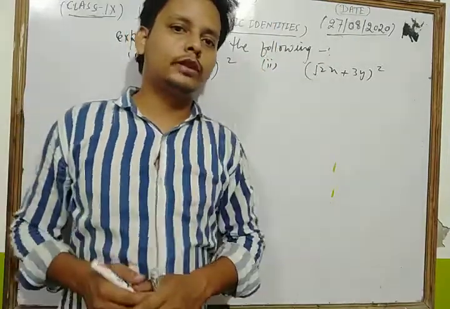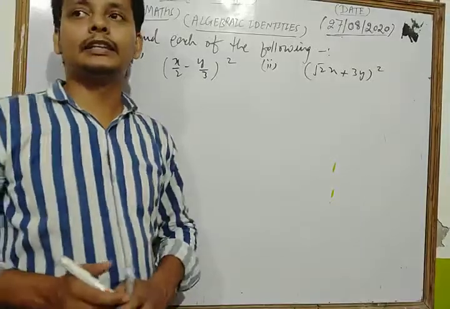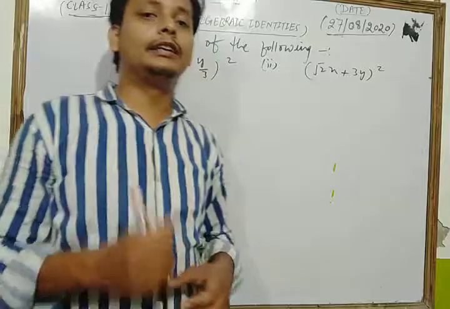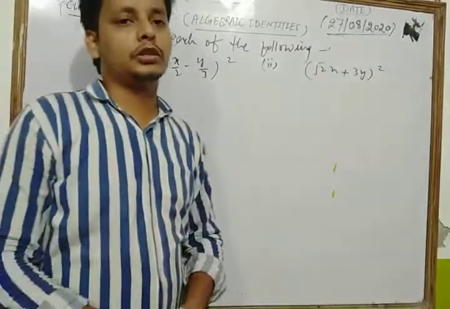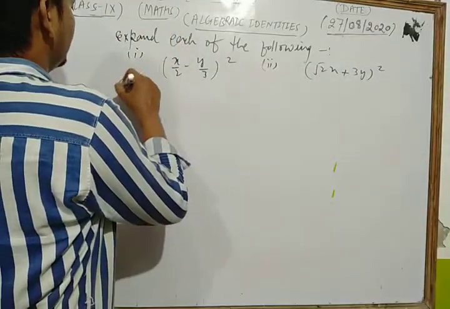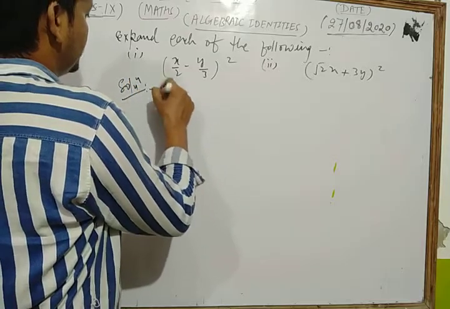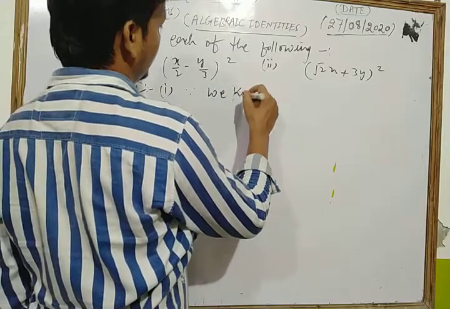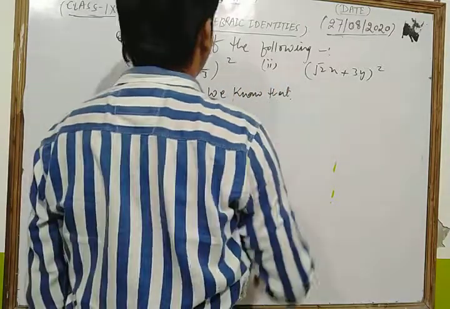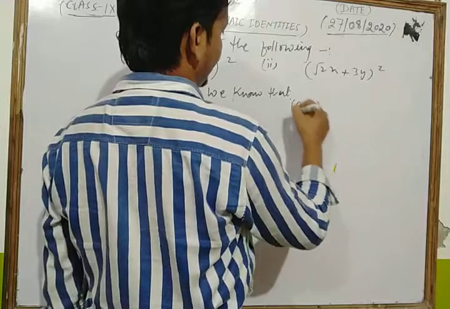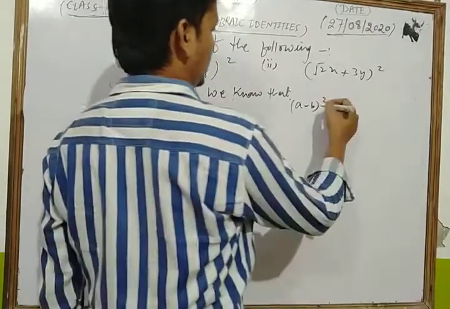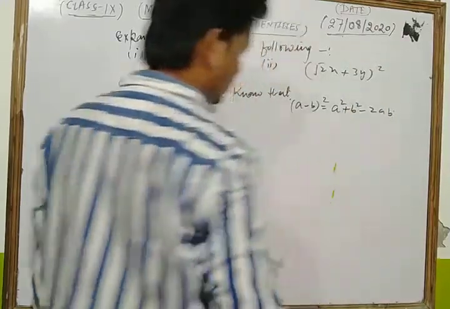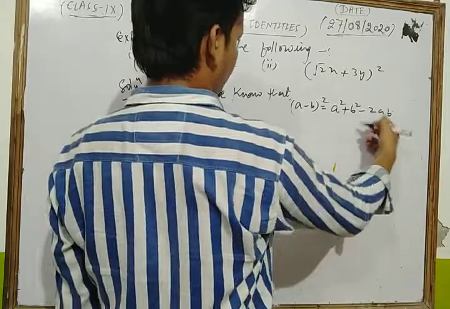So dear students, first we know the algebraic identities (a plus b) whole square and (a minus b) whole square. On these identities we expand these questions. Let's see the solution. First we take the first part of this question. We know that (a minus b) whole square is a square plus b square minus 2ab.